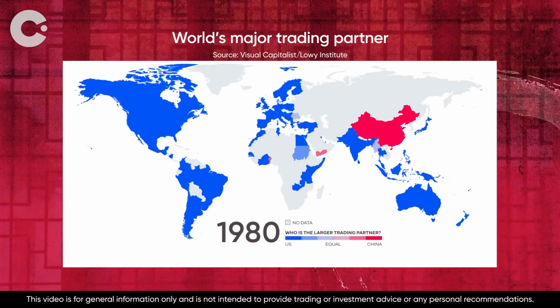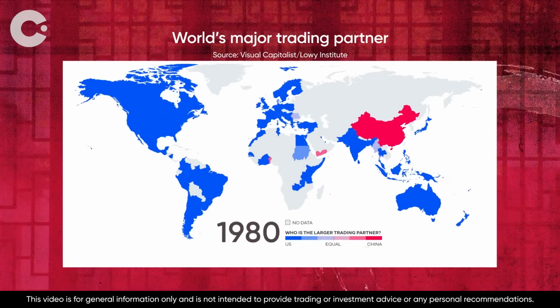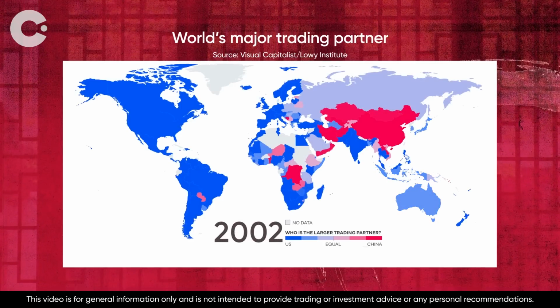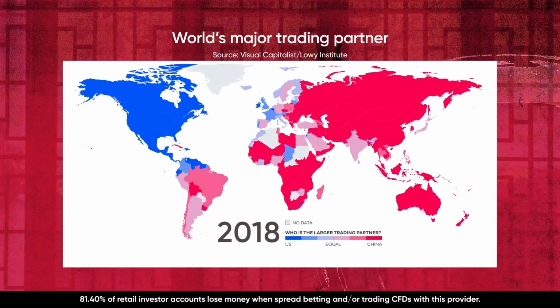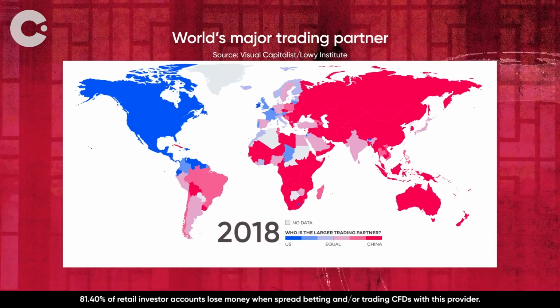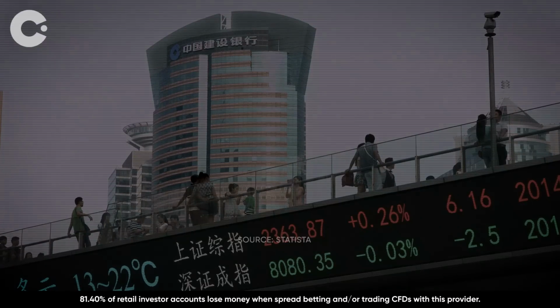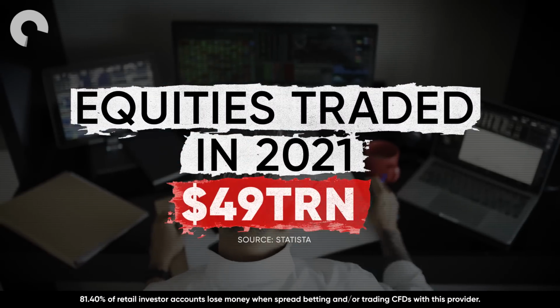The blue on this map, which was produced by Visual Capitalist, shows that back in the 80s, the US was the world's foremost trading partner. But from the noughties through to the present day, more and more countries around the world decided to trade with China. But the Chinese economy isn't just built on exports. $49 trillion of equities were traded in China in 2021.